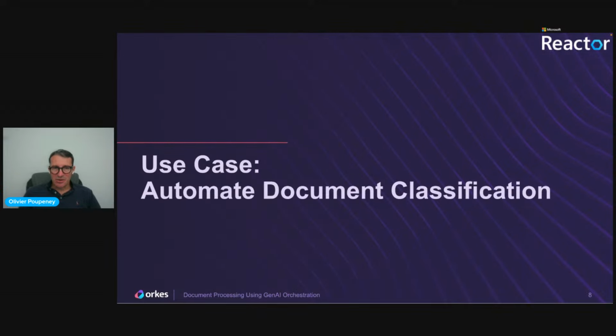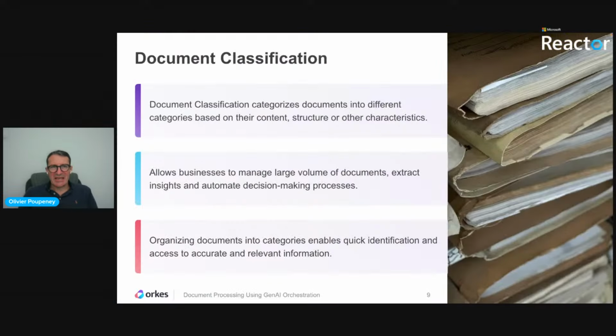In today's session, we're going to focus on one use case, which is how to automate document classification. So what is exactly document classification? It's really how to categorize documents into different categories based on the content of the document, the structure, and the data that is also part of the document, of course.